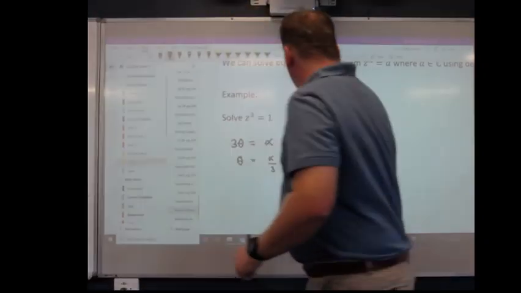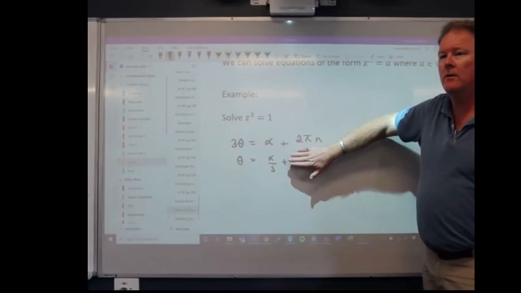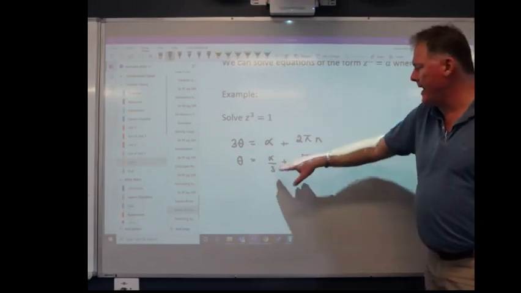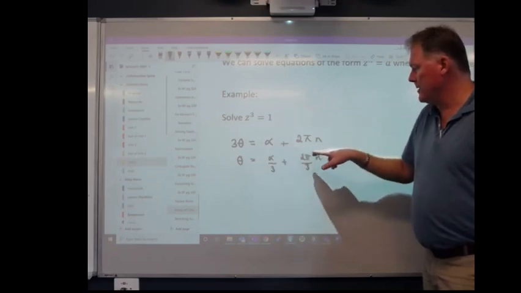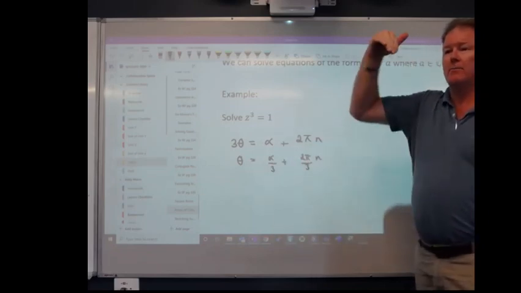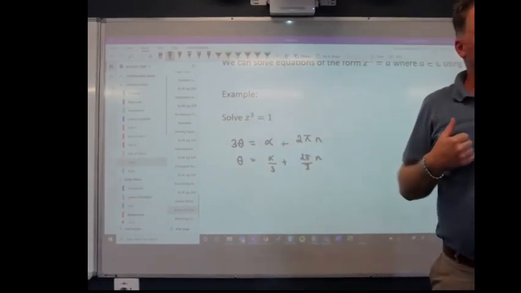So when n equals 0, that'll just be the first angle. When n equals 1, it'll be that angle plus 120 degrees. And then when n equals 2, it'll be that angle plus 240 degrees. Boom, boom, boom. And we get our 3 around the corner.